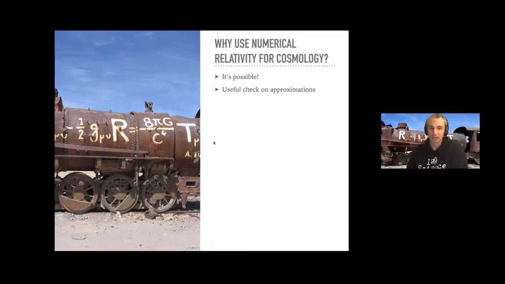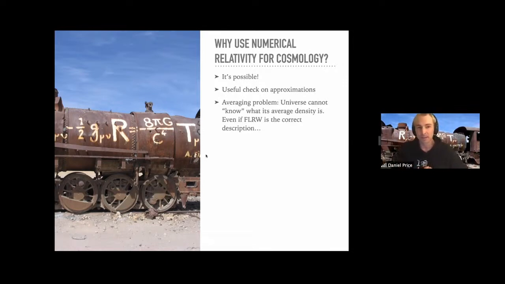So the next most useful reason is to check your approximations. Obviously, the nice thing about numerical relativity is that although you make approximations in the numerical scheme, you don't make any assumptions about terms being large or small in Einstein's equations, and you don't make any assumptions about speeds of light being small or fields being weak or anything like that.